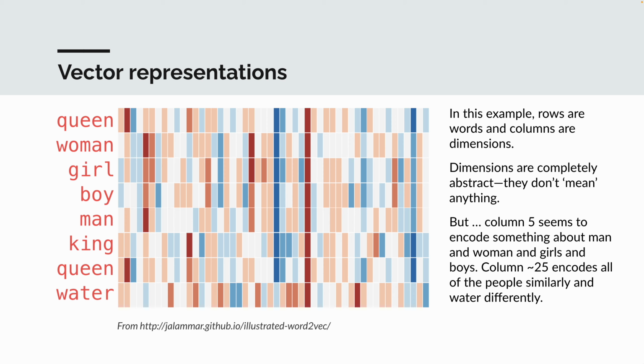This is a great graphic, I think, to understand what a word embedding is. Every row is a word, and every column is a dimension of each of the vectors. Very often, the vectors have 300 dimensions in a word embedded model. So if you look at the fifth column here, you can see that along that dimension, there's a similarity between man and woman, and a similarity between girl and boy. And the word water is very dissimilar.